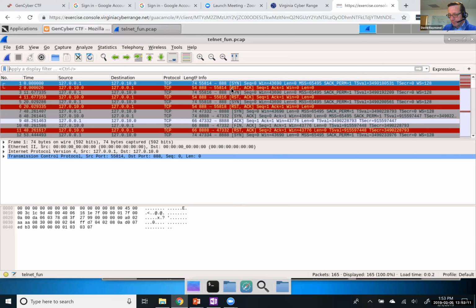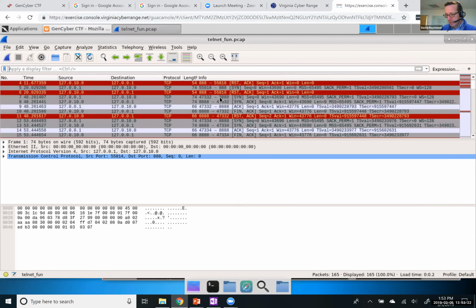So the client is trying to connect on port 888 and the server's rejecting it. Try to connect on 888, reject. Try to connect on 888, reject. And then I see, okay, now we're trying to connect on 8888, and here we have a SYN-ACK and an ACK. So this looks like a successful connection from a client to a server.